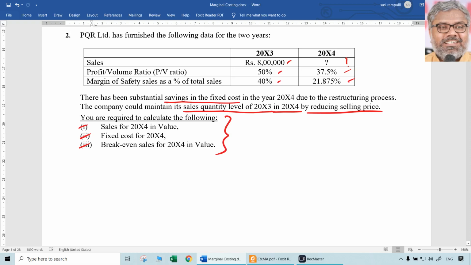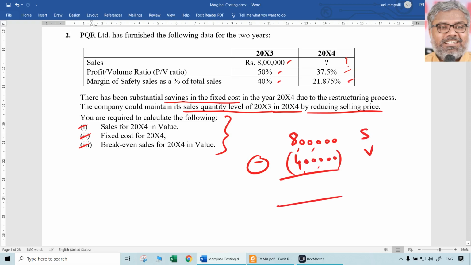Before going to that, let us first understand the data of the current year. When sales is 8 lakhs rupees in the current year and PV ratio is 50%, that means the variable cost to sales ratio is also 50%, right? That means variable cost in the current year is 4 lakhs. So this is sales, this is variable cost. Sales minus variable cost is contribution, which is 4 lakhs.